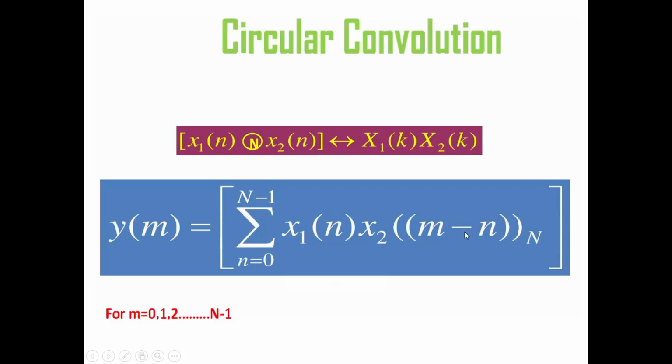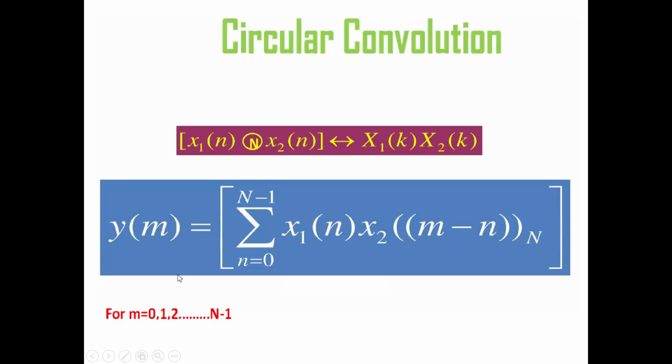These double brackets show the modulo operation because the small n will vary from 0 to capital N minus 1. After small n completes capital N time instants, it will return back to 0. It will start again from 0, right? So that is what the modulo operation is, and the index m will also vary from 0, 1, 2 up to capital N minus 1. So this is the index m.